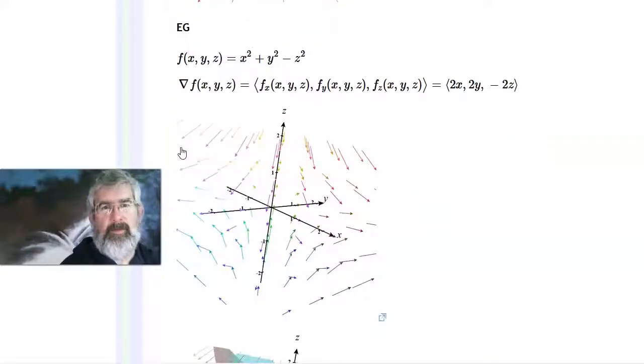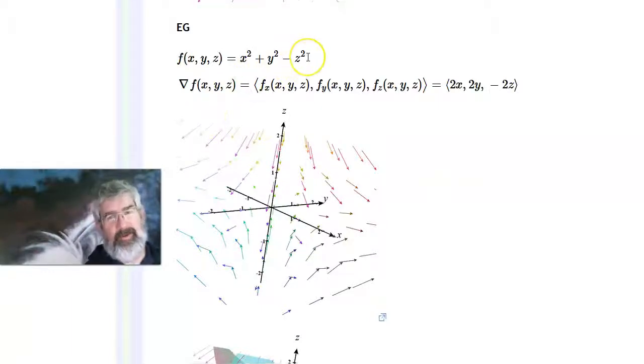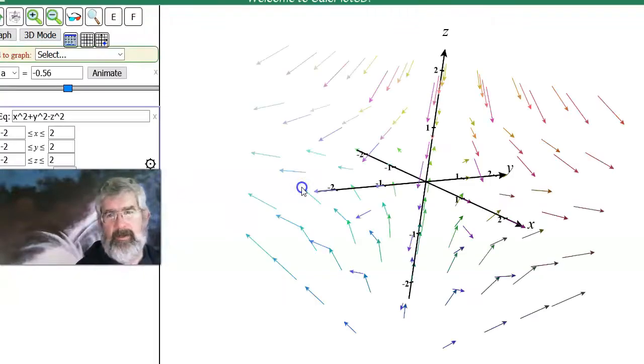x squared plus y squared minus z squared, right? The level surfaces are now going to be hyperboloids, right? And this, again, is really hard to see. I get some idea of stuff going down and stuff coming up, but let's see here.